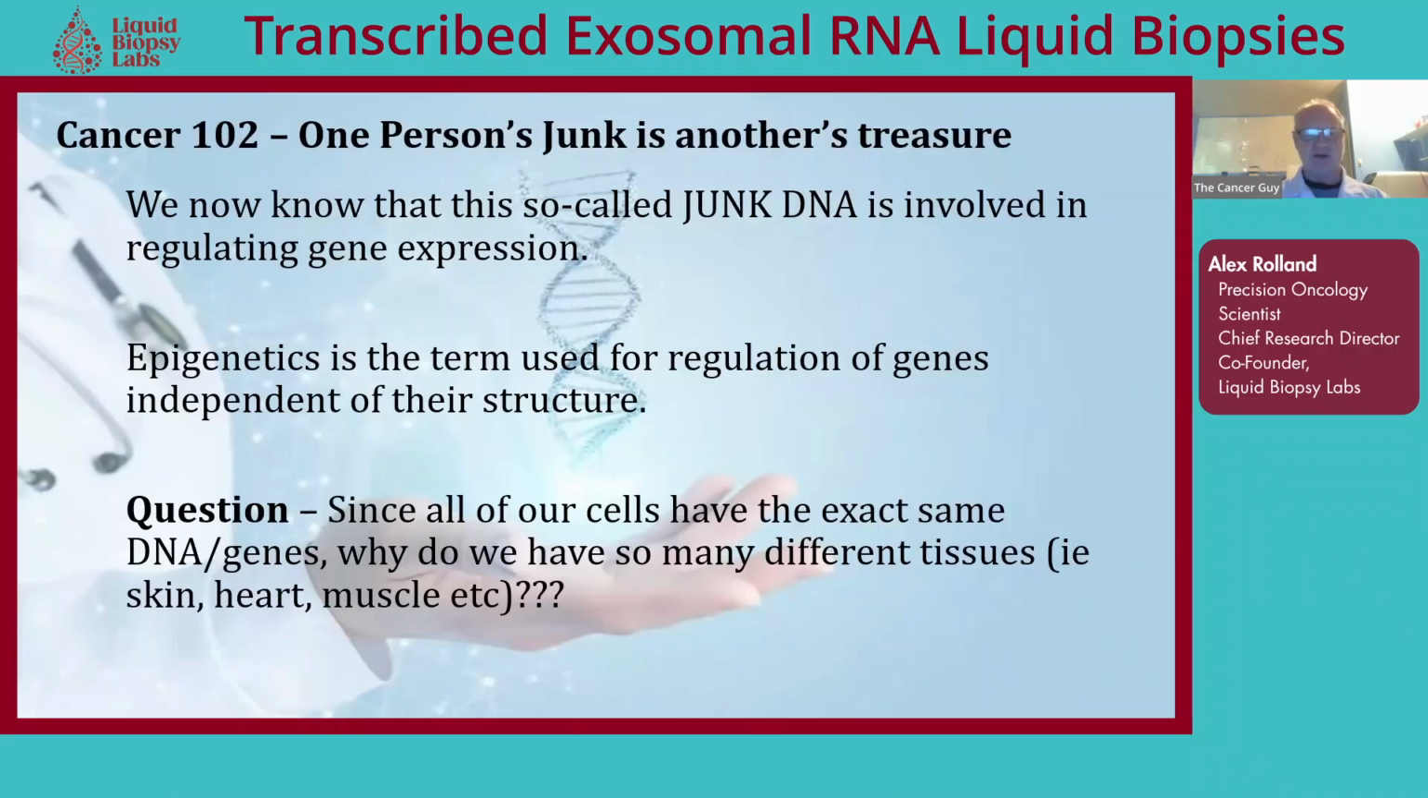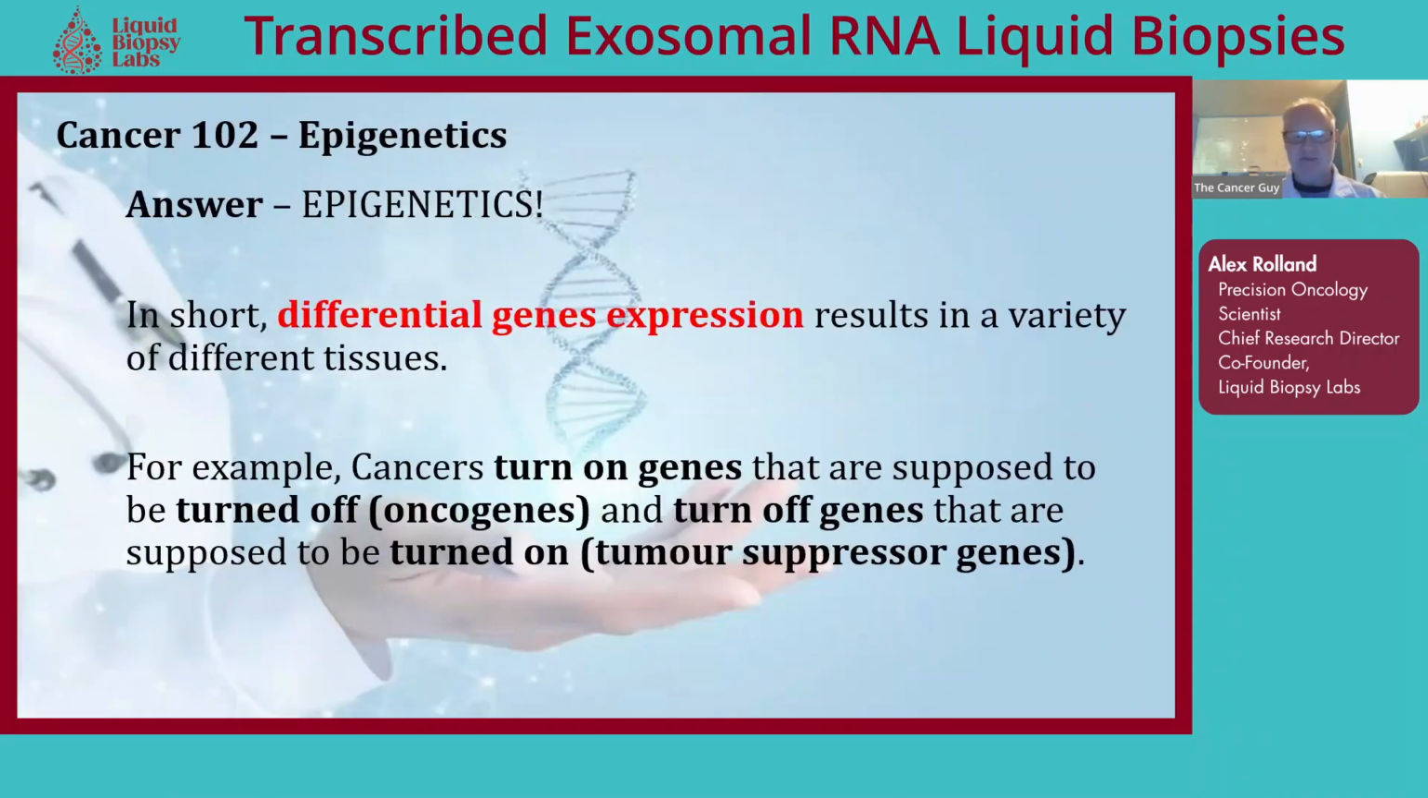Epigenetics, which is probably a term you've heard quite a bit, is actually used as a way of creating a multitude of different tissues using the same genomic template. So a quick question is, since all of our cells have the exact same DNA and genes, why do we have so many different tissues, i.e. skin, heart, muscle, etc.? And the answer is epigenetics. In short, differential gene expression results in a variety of different tissues. In other words, the genes that are turned off and on are different in every tissue.